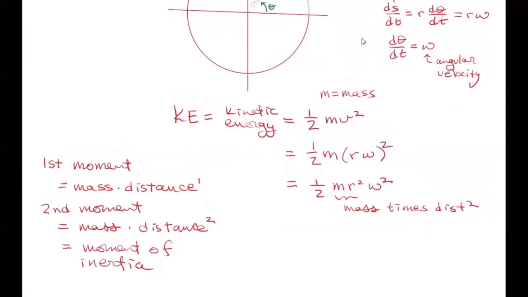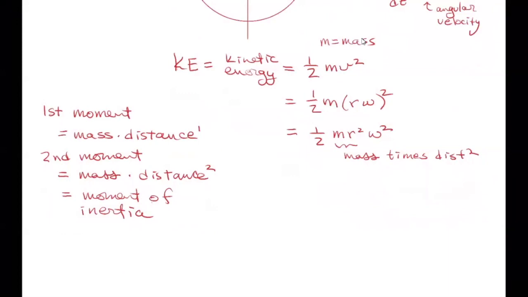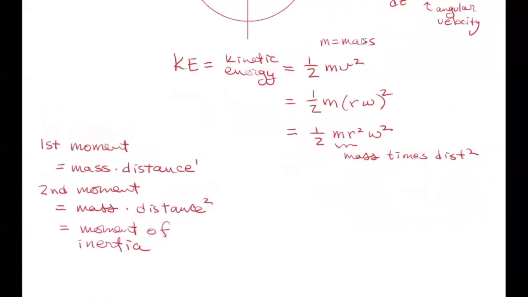I guess while we're at it, we could put in a 0th moment. It makes me feel like if you want to be complete, the 0th moment would be what? Yeah, just mass, right? So this would be mass times distance to the 0th power. So this is just mass.